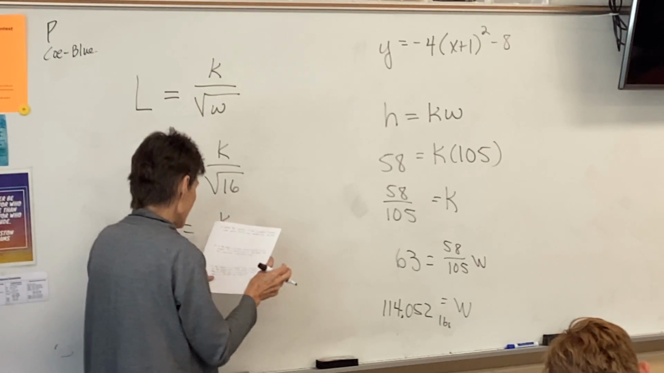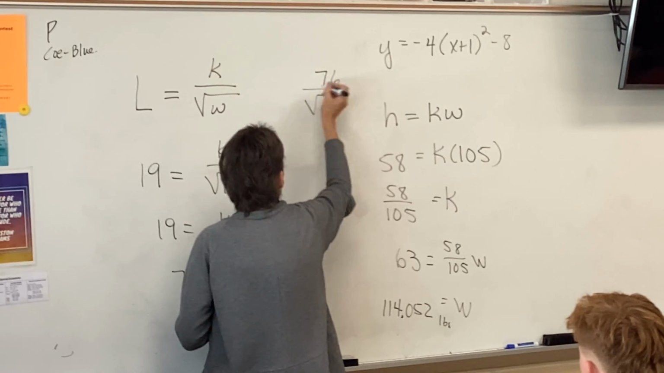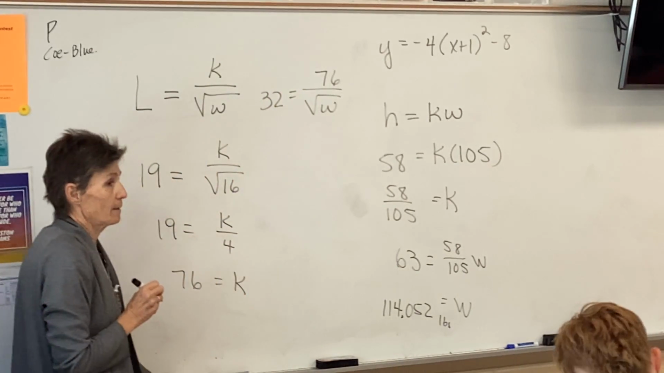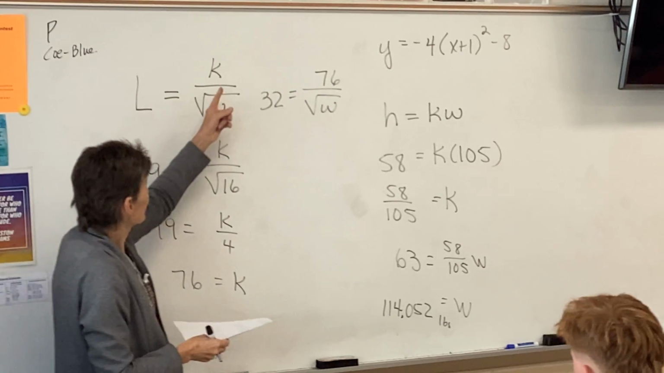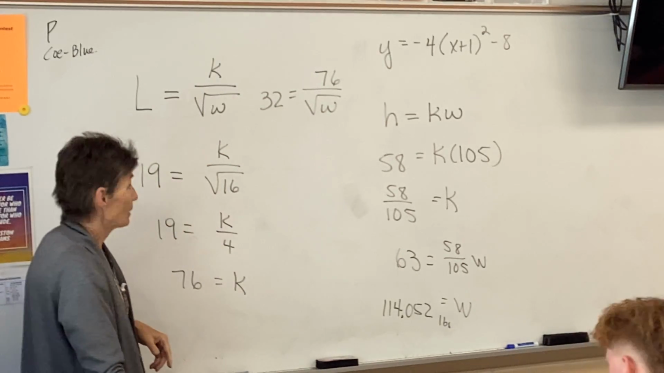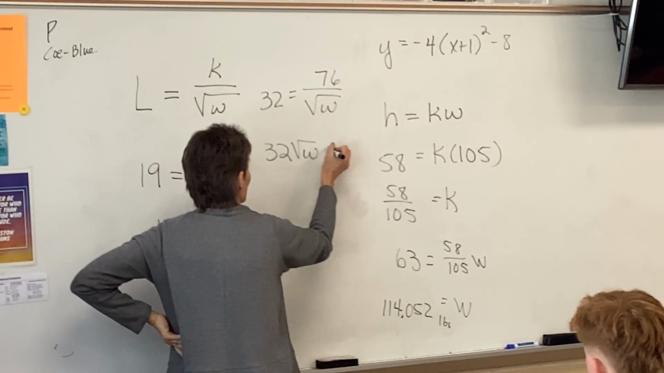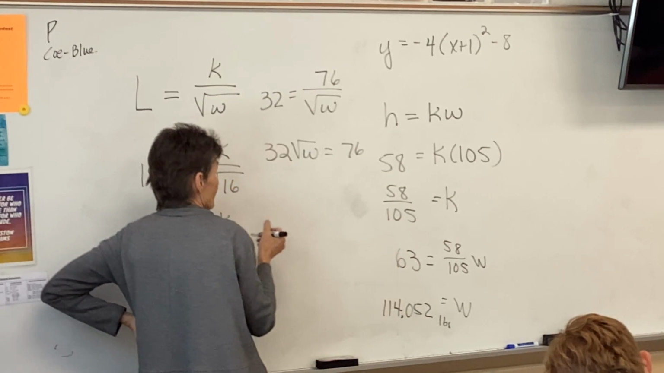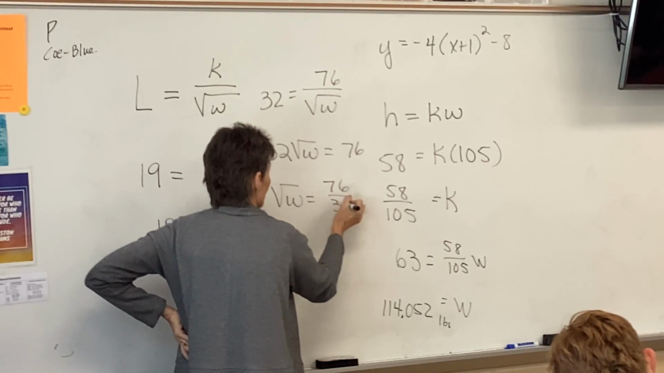How wide is a 32-foot long widget? So the length is 32, K is 76, and I'm finding out how wide it is. So how am I gonna solve this? Multiply by the square root. 32 root W equals 76. So root W equals 76 over 32.